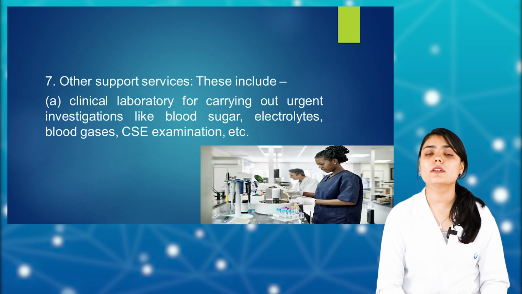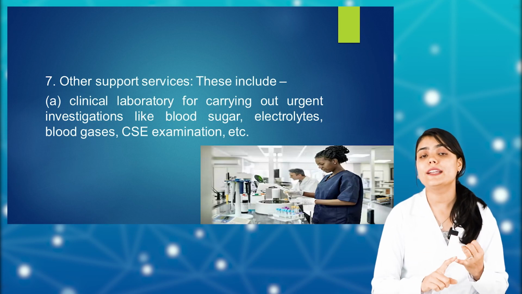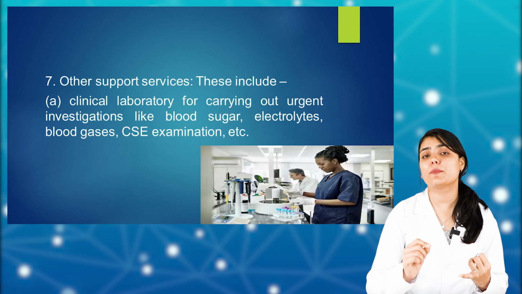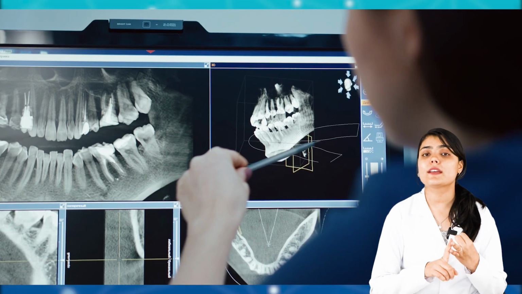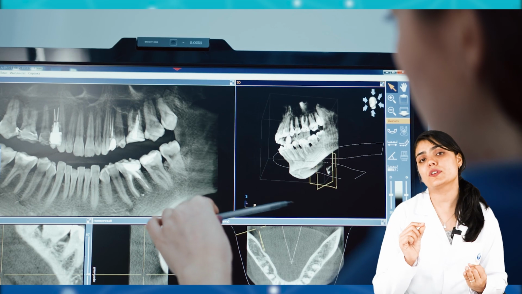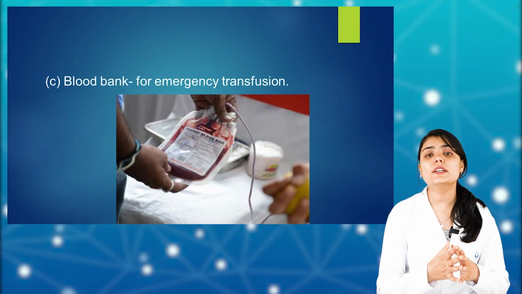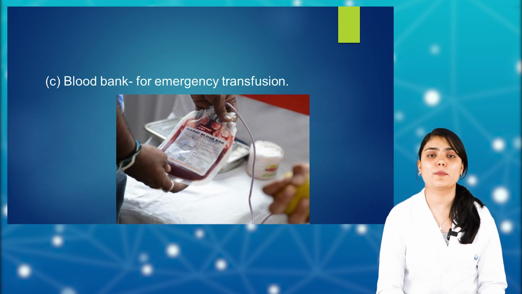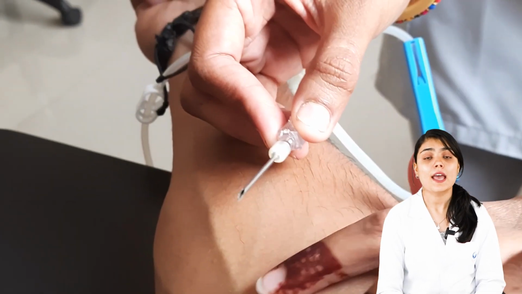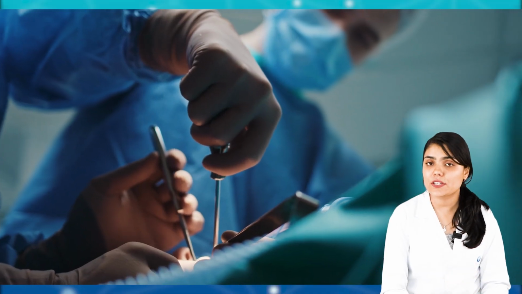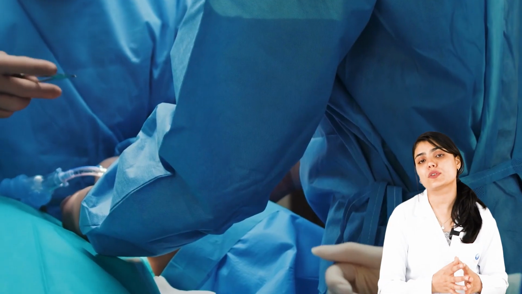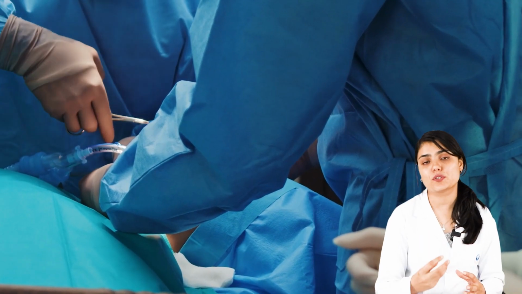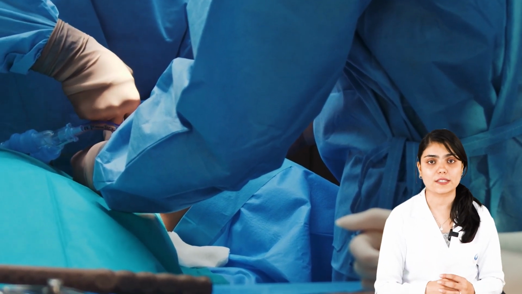And finally, we have other supportive services, which include a clinical laboratory for carrying out certain emergency investigations. The second one is radiology, mainly X-ray, ultrasonography, and CT scan. The third department that is required nearby the emergency department for its smooth functioning is the blood bank. Along with the blood bank, operation theatres are also required in order to carry out emergency operations or surgical procedures on the patient. These are other facilities that are required for the emergency department to function smoothly.